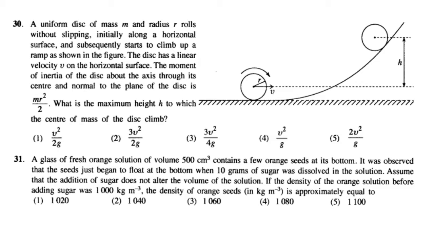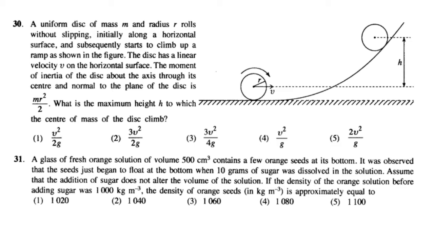So 0.5 plus 10 into 10 to the power minus 3. So 0.5 plus 0.01. It is 0.51 kilogram. So now the total mass is 0.51 kilogram.